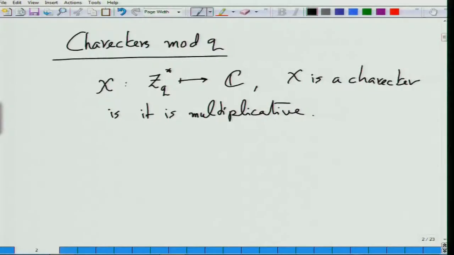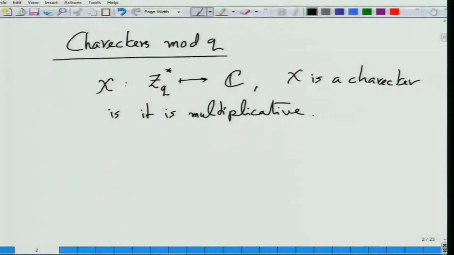So, chi is a map from Z_q star, which is the set of all numbers less than q relatively prime to q, to complex numbers, and Z_q star happens to be a group under multiplication modulo q, and chi is a character if it is multiplicative. That is, chi of AB is chi of A times chi of B. Okay. Now, some properties of characters are pretty evident.